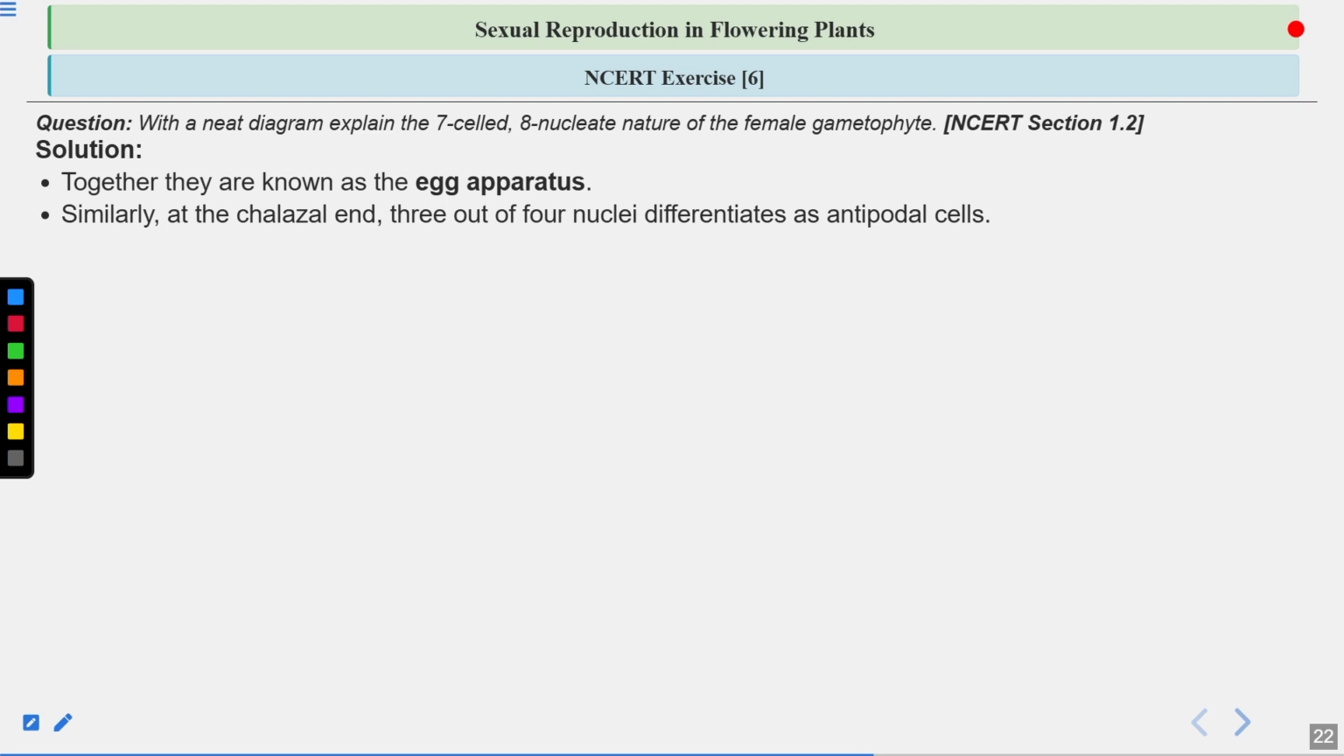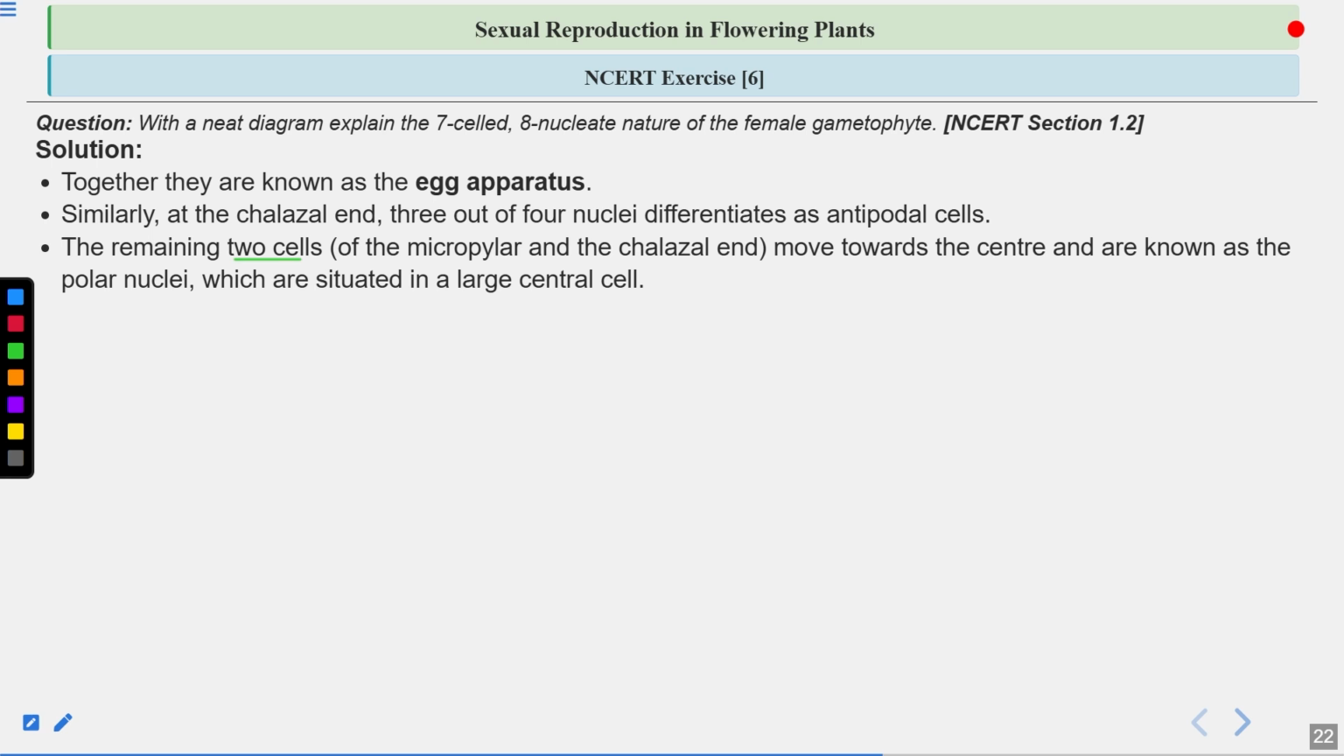Similarly, at the chalaza end, 3 out of 4 nuclei differentiate as the antipodal cells. So totally there are 4 nuclei at the chalaza end, right? But one nucleus moves toward the central cell, and that forms the polar nuclei. The rest 3 get differentiated as antipodal cells.